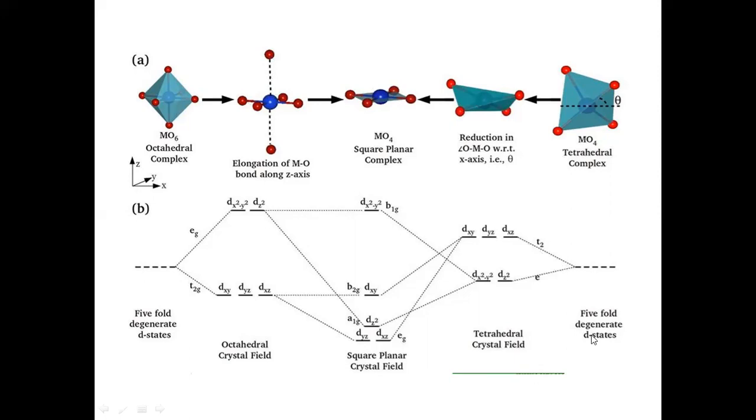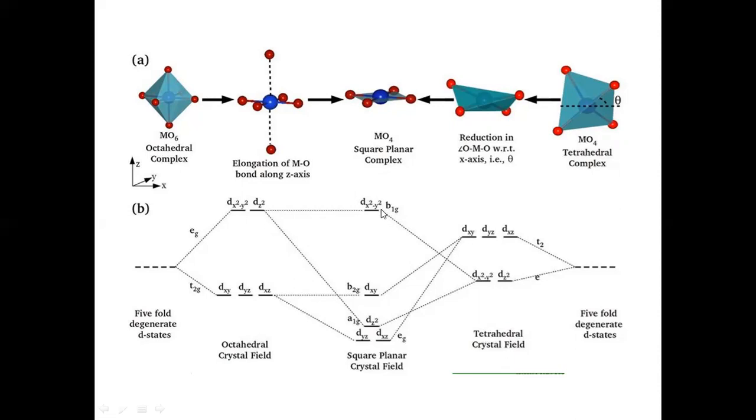So here we are seeing that the 5 degenerate orbitals split, with EG coming down and T2G going up in case of an octahedral complex. Whereas in case of a tetrahedral complex, T2G is going down and EG orbitals are going up. And in case of a square planar complex, we are able to see here clearly that all z component orbitals are reducing in energy and all xy component orbitals are increasing in energy.